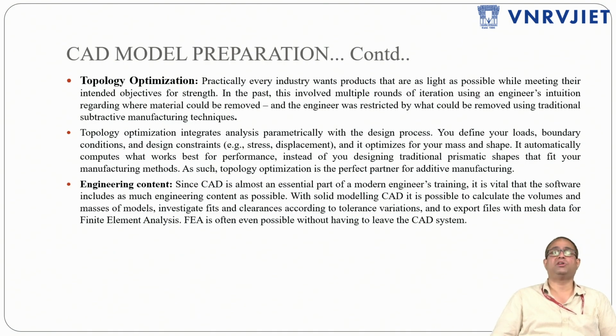The next important thing is topology optimization. The main purpose of topology optimization is to reduce the weight and provide more strength. For metal additive manufacturing, topology optimization is a must and should be performed, because here we define the loads, boundary conditions and design constraints, and it optimizes your mass and shape. So it automatically works out the best performance for the model.